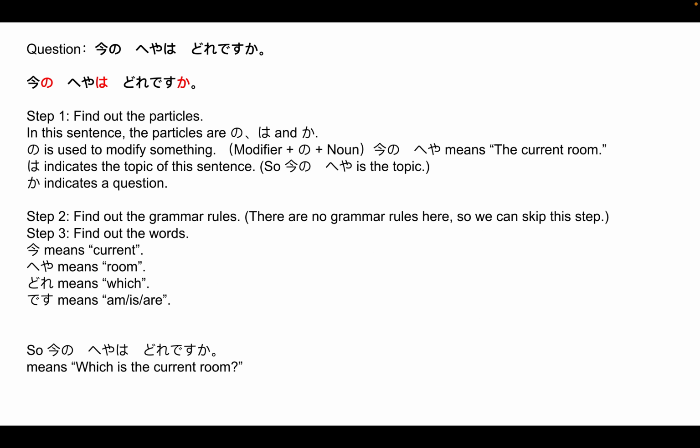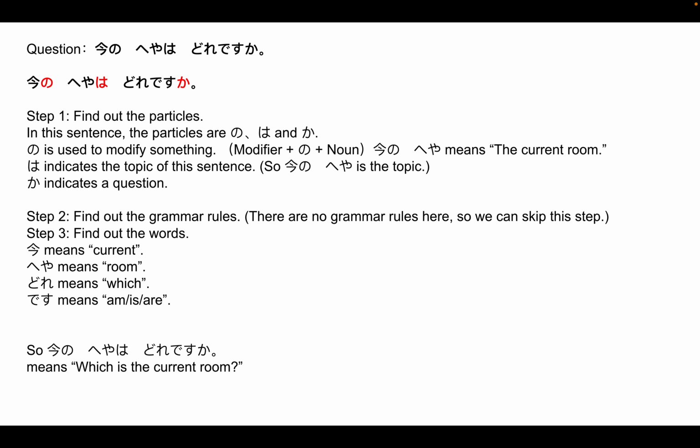The question is, 今の部屋はどれですか? The step 1 is to find out the particles. In this sentence, the particles are no, wa, and ka. No is used to modify something. Modifier plus no plus noun. 今の部屋 means the current room. Wa indicates the topic of this sentence. So 今の部屋 is the topic. Ka indicates a question. Because there are no grammar rules here, so you can skip step 2.